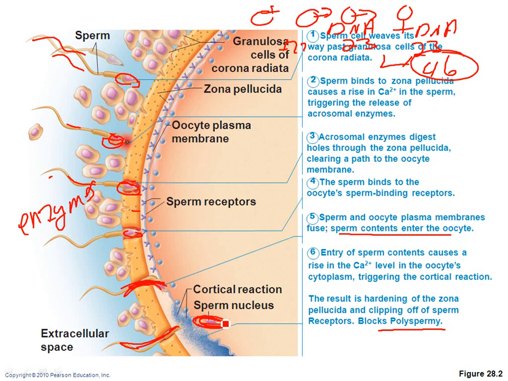Now once that happens, this entry of the sperm contents actually causes a chemical change. You see a rise in calcium. You've probably heard of calcium before. Back in 201, we talked about calcium when we talked about muscle contraction and nervous conduction. Calcium levels rise inside the oocyte cytoplasm, and that actually triggers a reaction. And that reaction is basically a hardening of the zona pellucida. So this is the zona pellucida, and it actually just becomes hard, and no more sperm can get through. So once that one sperm makes it through, nobody else gets through, and that blocks polyspermy.